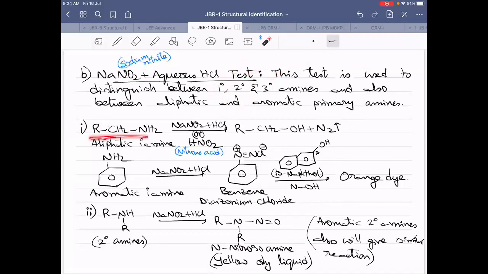So coming to the first one, RCH2NH2. This is an aliphatic primary amine. Aliphatic primary amine with HNO2 or NaNO2 plus HCl. See, one point here is HNO2 is called nitrous acid. Nitrous acid is an unstable compound, not nitric acid. Nitric acid, HNO3, is stable. But this is nitrous acid, unstable, so it cannot be stored in the laboratory.